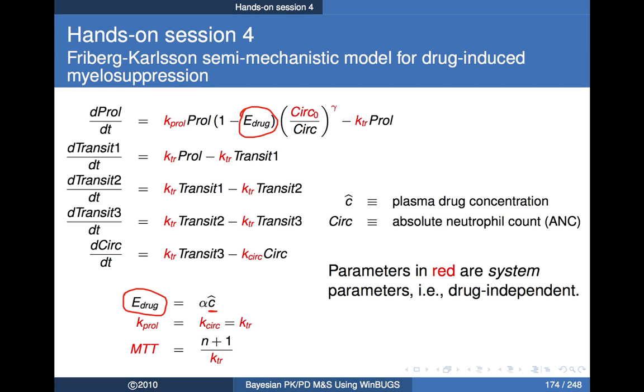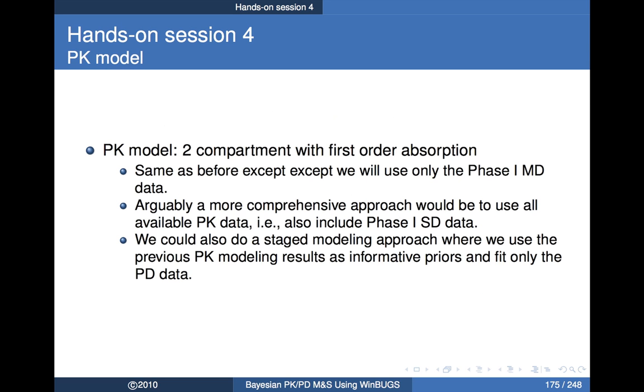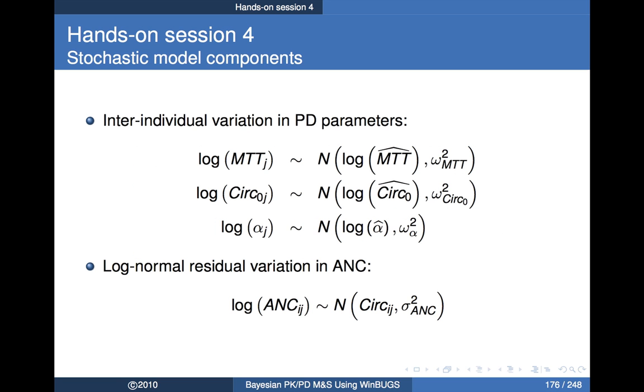In addition, we have to describe the model for the drug concentrations, and for that we just use the two-compartment model we had used for example number 3. This is just reiterating that, just reminding you of the pieces that are in here. And then we've got some other components here.